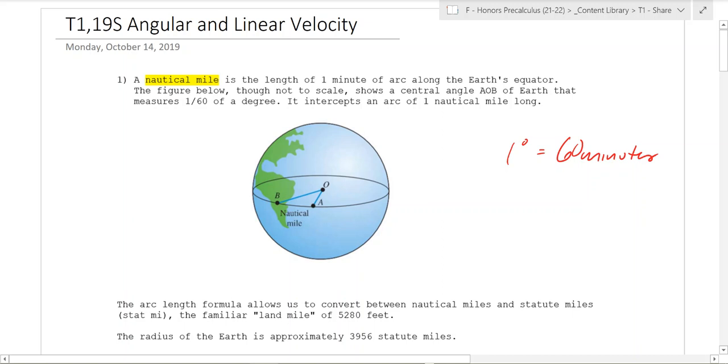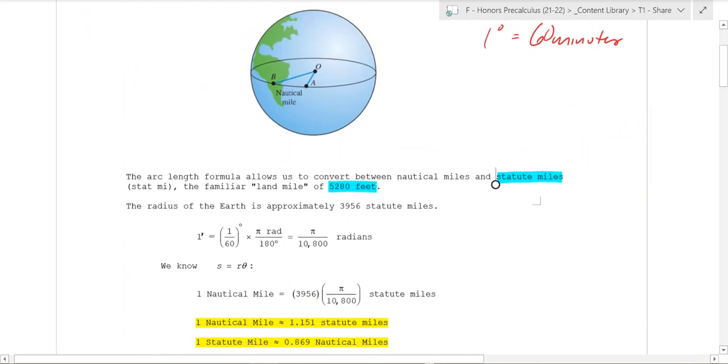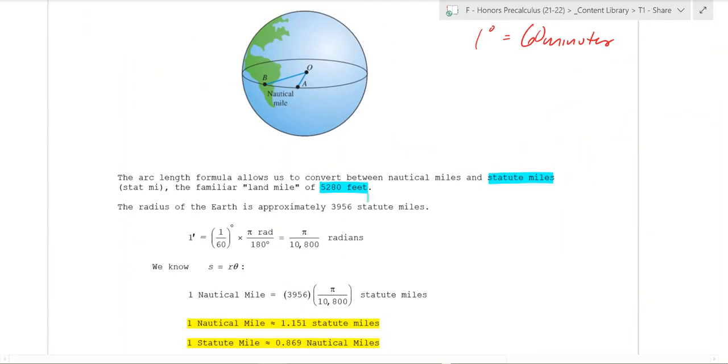Now the arc length formula allows us to convert between nautical miles and statute miles, the familiar land mile of 5,280 feet. That whole weird thing that we have where 1 mile on land that we use is called a statute mile. It's 5,280 feet. And the radius of the Earth is approximately 3,956 statute miles. These are key pieces of information.